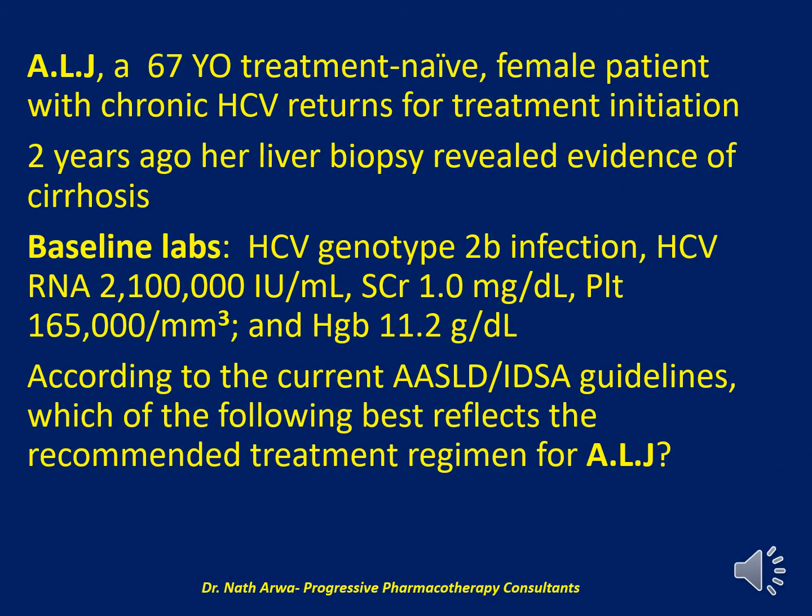And the next question reads, ALJ, a 67-year-old treatment-naive female patient with chronic HCV returns for treatment initiation. 2 years ago her liver biopsy revealed evidence of cirrhosis. Her baseline labs are as follows: HCV genotype 2b infection, HCV RNA 2,100,000 international units per milliliter, serum creatinine 1.0 mg per deciliter, platelets 165,000 per cubic millimeter, and hemoglobin 11.2 grams per deciliter.